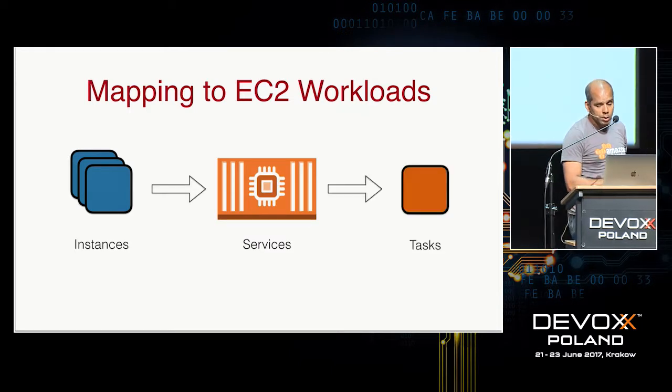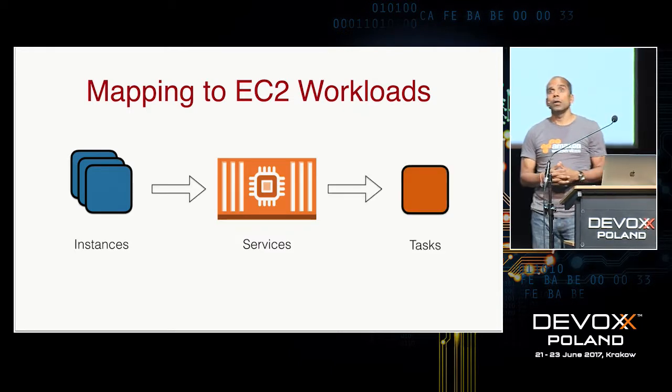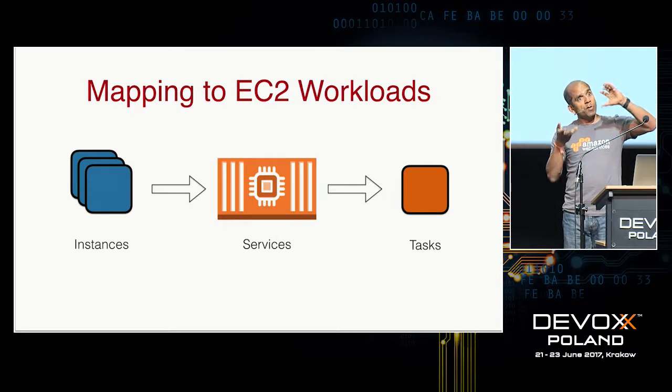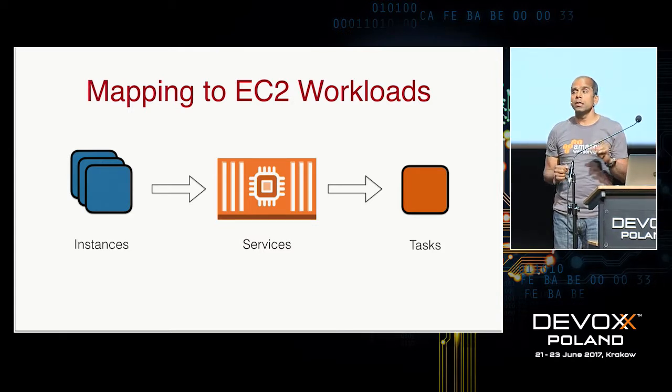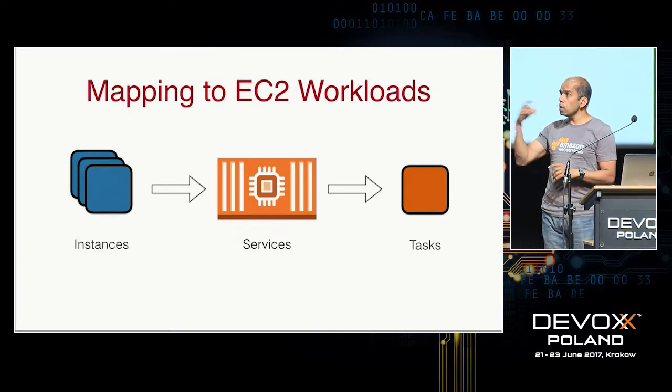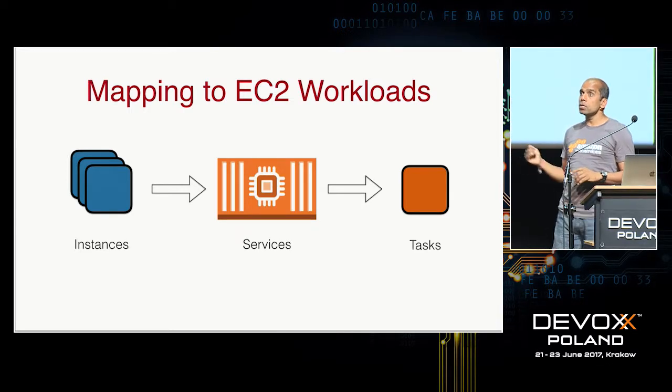And each of the services will have tasks. Now, services is a way by which you scale the task. So essentially, front-end service will have a task, but it could have multiple instances of the task. Similarly, my back-end service will have a task, and it could have multiple instances of that task.